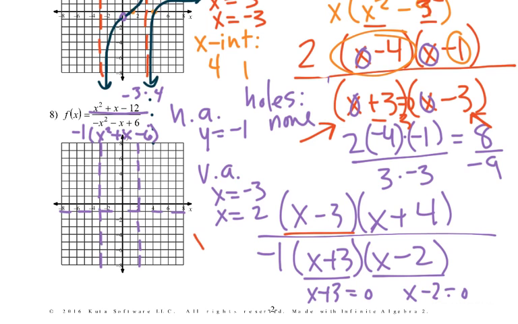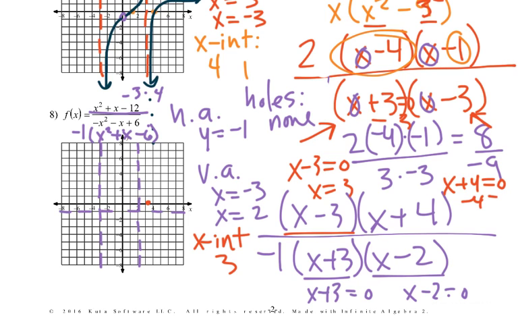Take the tops for our x-intercepts. We're almost out of time. x minus 3 equals 0 would give us x equals 3, so at positive 3 we have an x-intercept. x plus 4 would give us negative 4, right? So at negative 4 we also have an x-intercept.